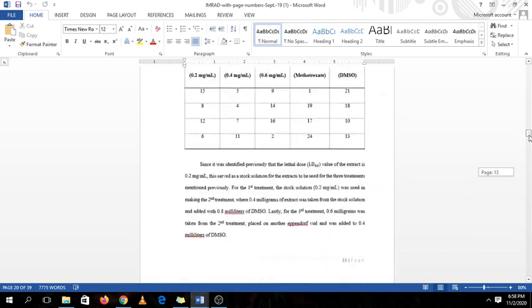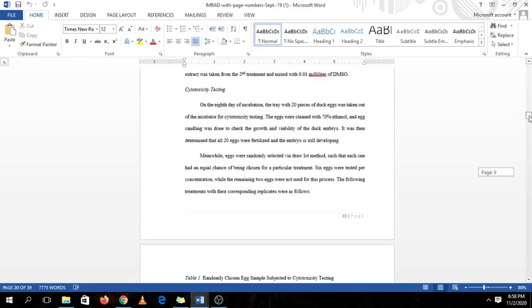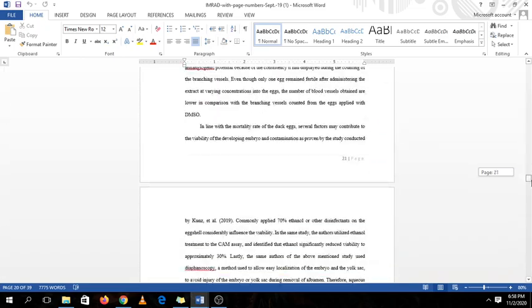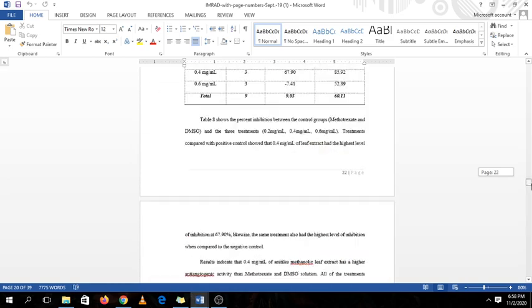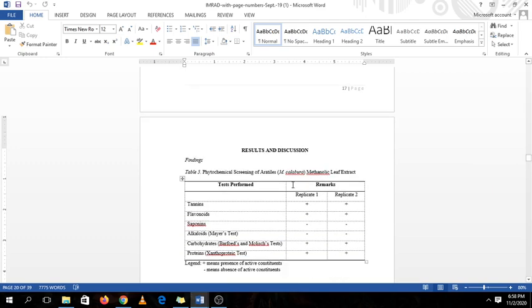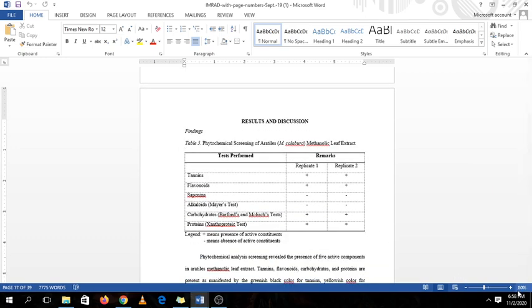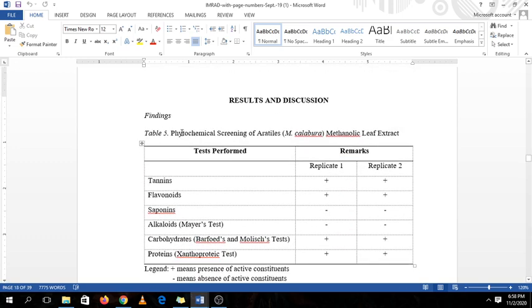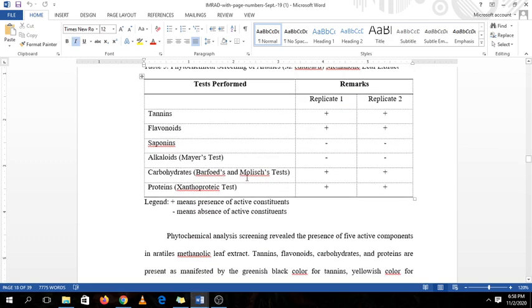So, let's go back to that one. This is the procedures. Okay. So, results and discussion. So again, the first part is the findings that usually shows the table.